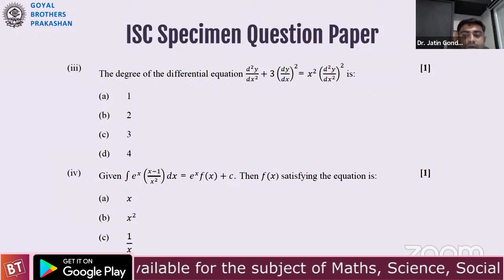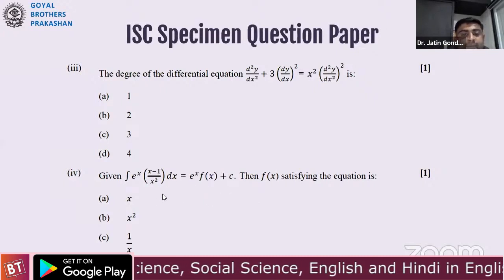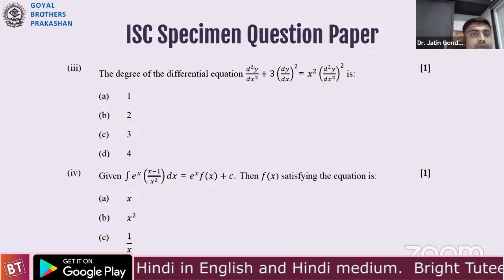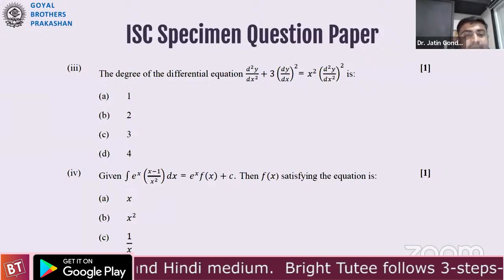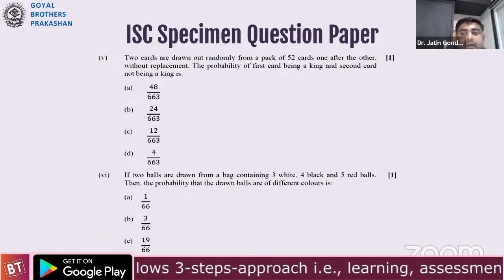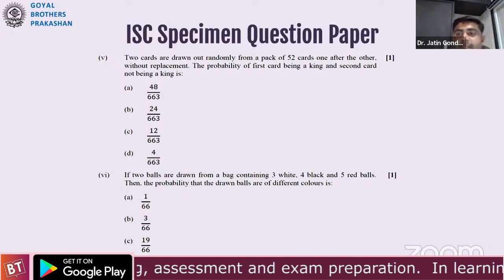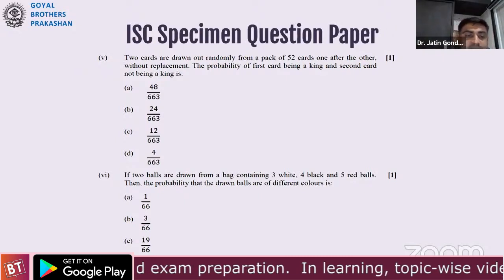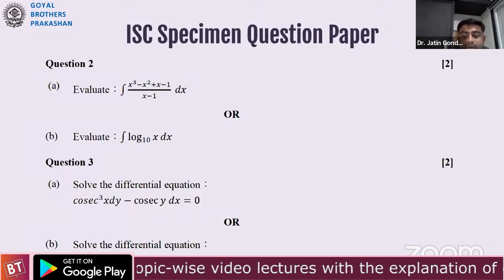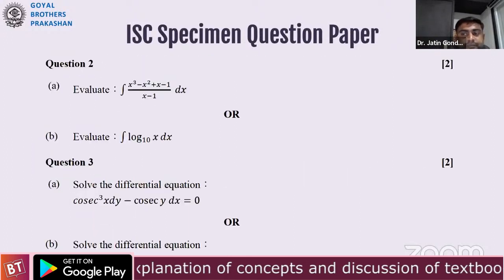In question 4, they have asked a question based on indefinite integral, the property e raised to x into function plus derivative of function. Then in question 5, they have asked a question from probability, laws of probability. Question 6 is also from laws of probability. Now, as we know, there will be 6 questions of 1 mark in Section A.